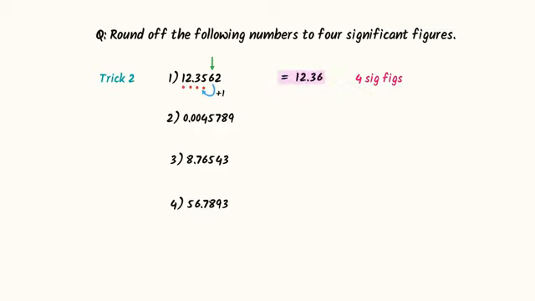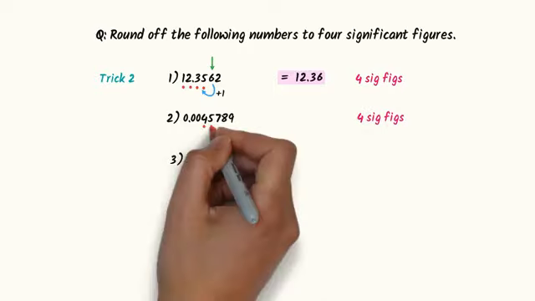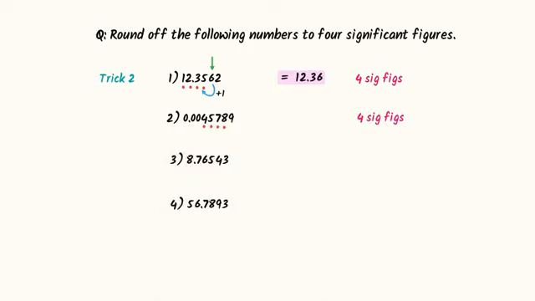The second number is 0.0045789. Decimal point is present. We use trick number 2. First non-zero is 4. 4 significant figures are 4, 5, 7 and 8. The next digit is 9. Since 9 is greater than 5, we round up. So 8 becomes 9. Thus the answer is 0.004579.